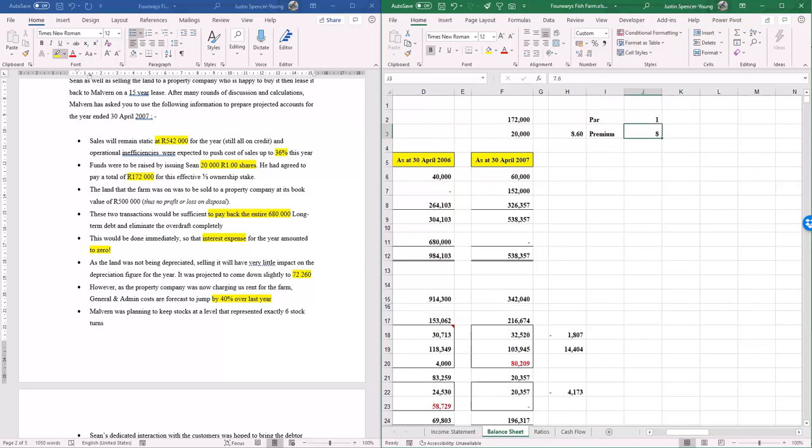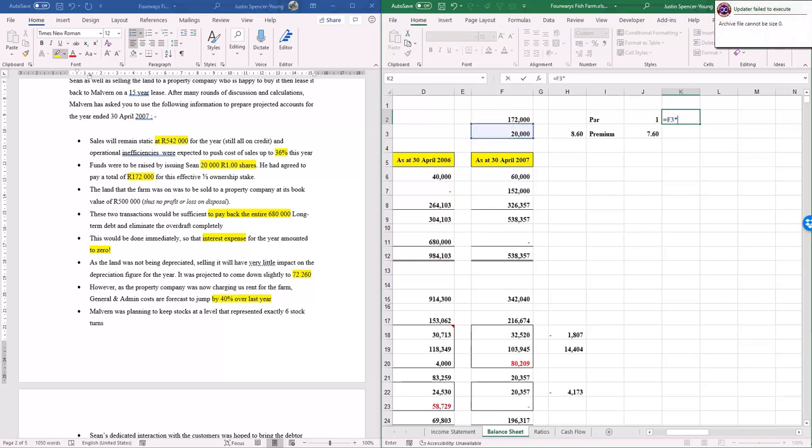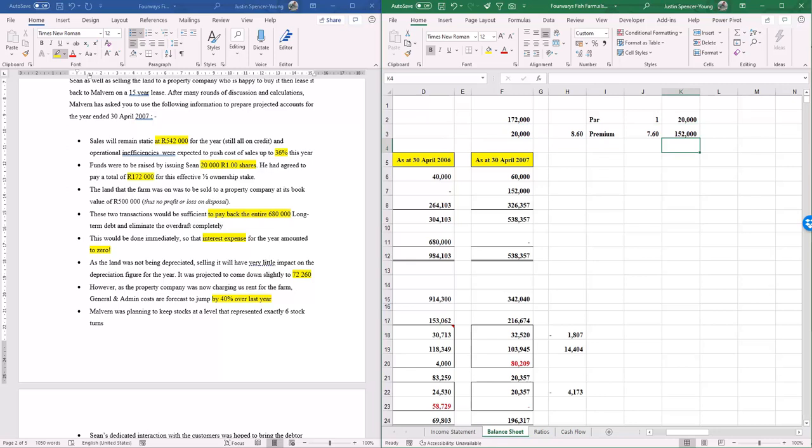All right, so the sum of these two must come to 8.60 Rand. Okay, par value is 1, the premium is 7.60 Rand. So the way the accountants do this is they say there are 20,000 shares at 1 Rand and there are 20,000 shares at 7.60 Rand. So there we've got the share capital.